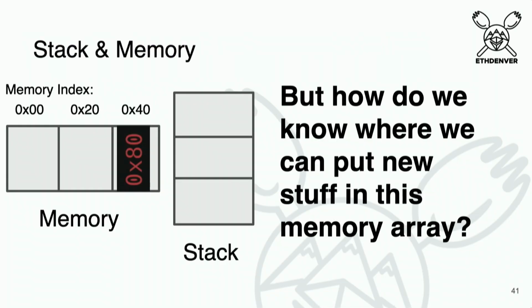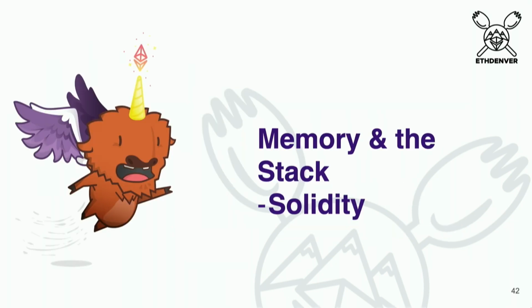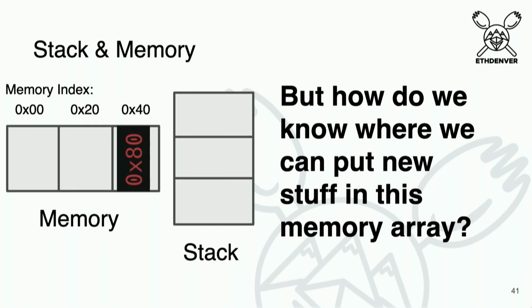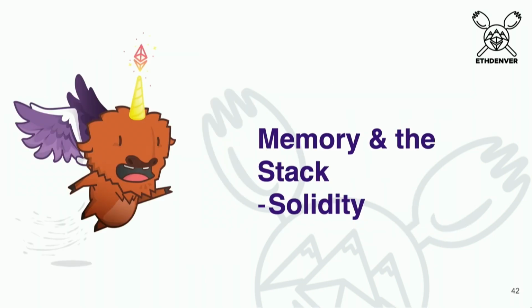But how do we know where we can put this new stuff in memory in this array, right? Let's say we have memory with a bunch of stuff in it already. If I put more stuff in memory, am I going to override what's already in there? How do we know? Well, let's see how they approach it, because this is where the gas optimization stuff comes from. Let's see how Solidity does it first.